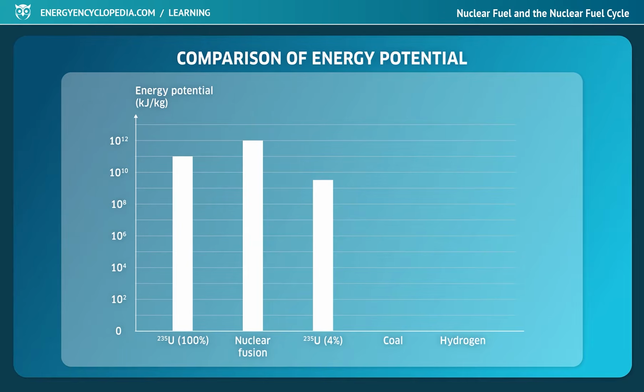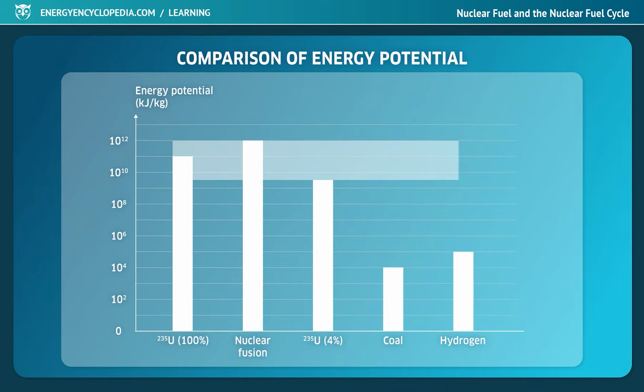Compared to the calorific value of coal of 10^4 kilojoules per kilogram and the calorific value of hydrogen of approximately 10^5 kilojoules per kilogram, it is still clear that a kilogram of nuclear fuel can provide us with several orders of magnitude more energy than conventional fuels.